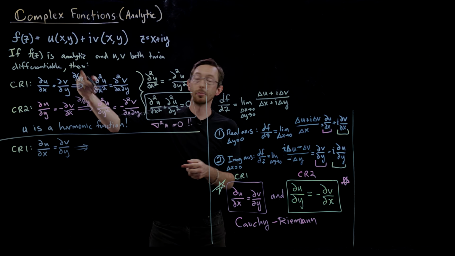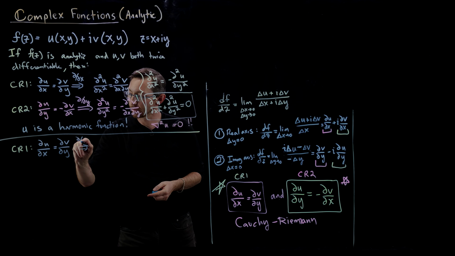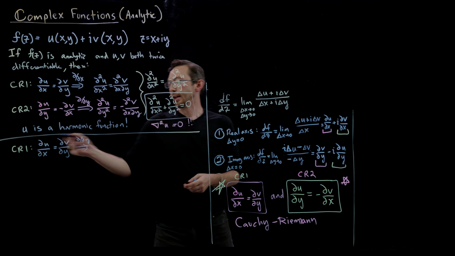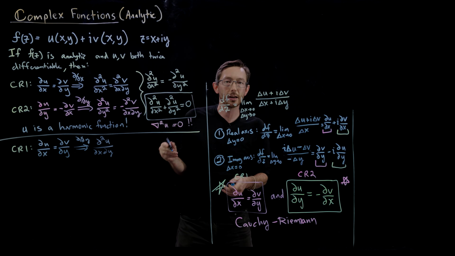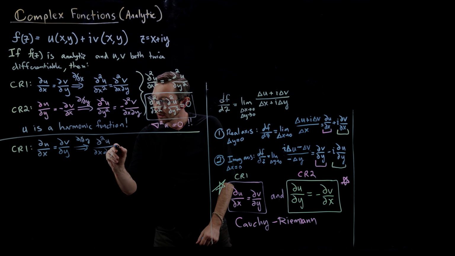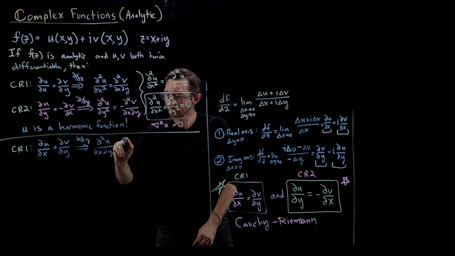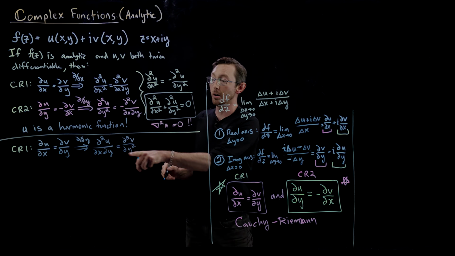Again, now I'm going to take partial y of this, and I get the partial squared u, partial x partial y. Sorry, it's so squeaky. I know it drives some of you crazy. Equals, now this is partial squared v, partial y squared. That's good. That's what I want.